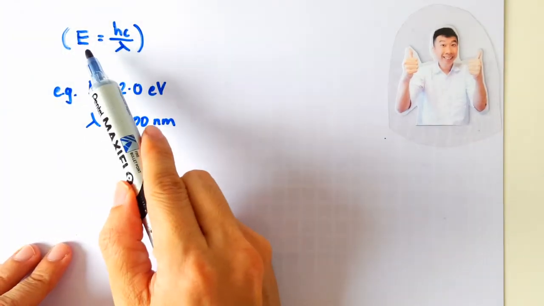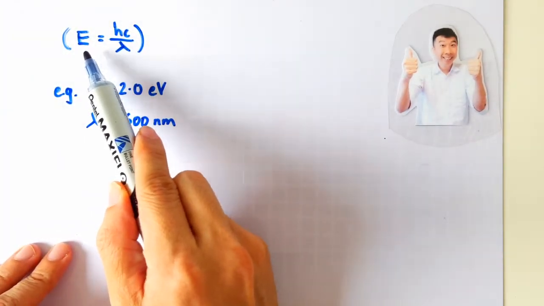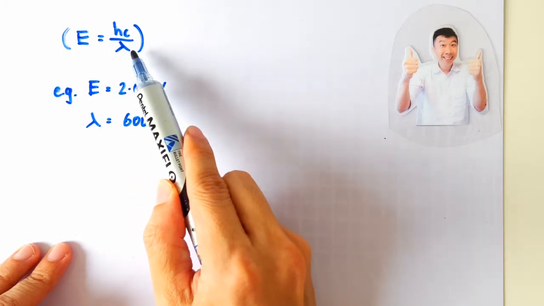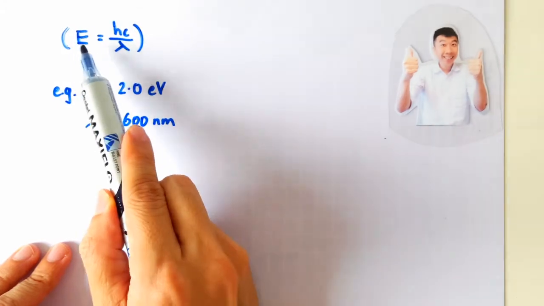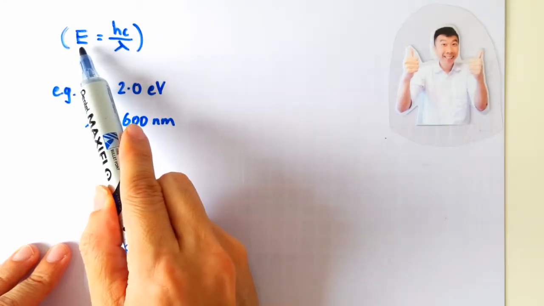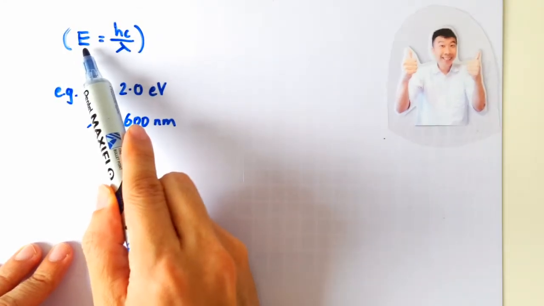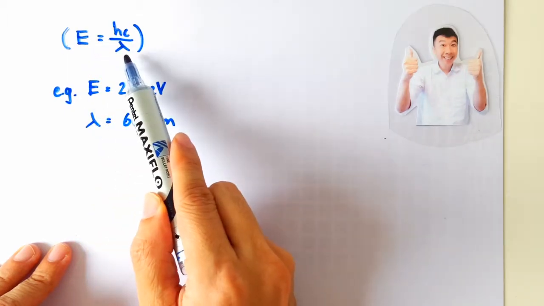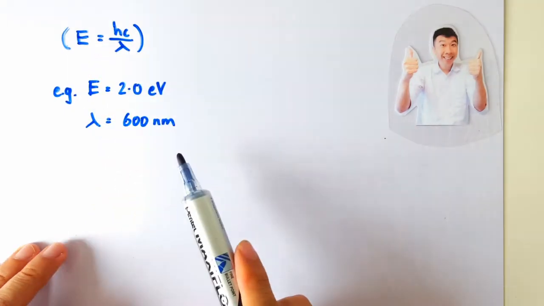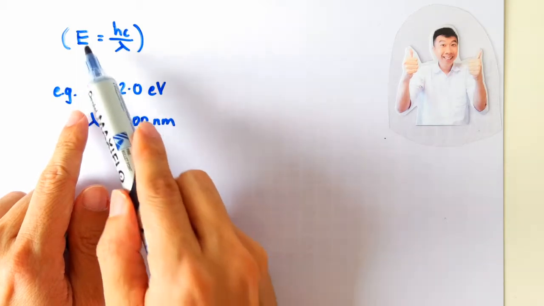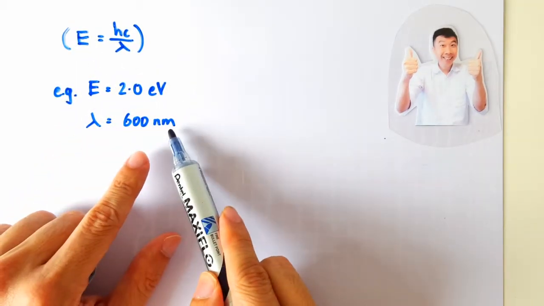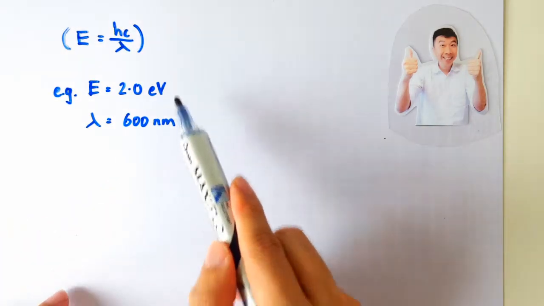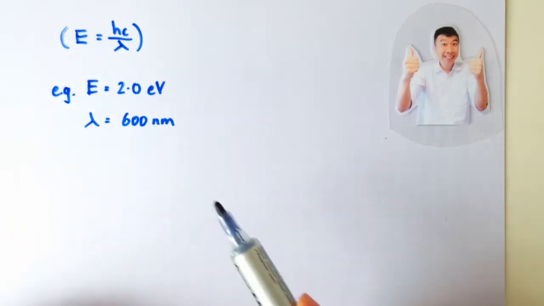Okay, we know that the energy of a photon is given by this formula, hc over lambda. To use this formula correctly, we need to put in the value of energy in joules and the value of the wavelength in meters. So if the energy is given in electron volts and the wavelength is given in nanometers instead, then we just have to convert them into joules and meters.